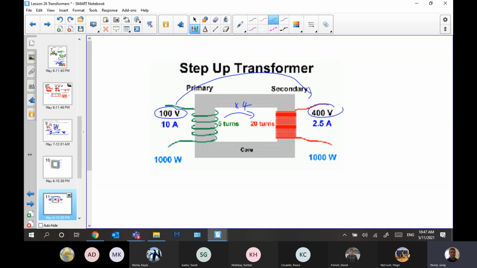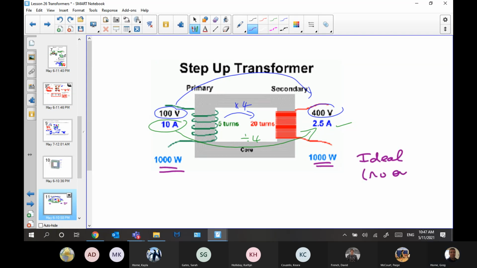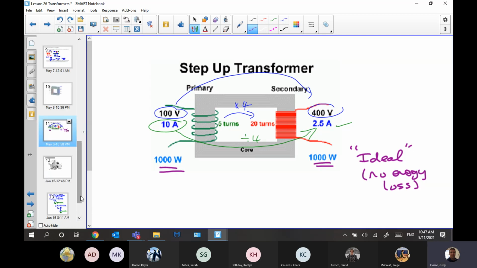What about the current? We know the current is supposed to be 4 times less, right? So divide by 4 gives you 2.5. So that's right as well, right? And then they have here, this is super ideal for sure, 100 watts, right? That's definitely the ideal, no energy loss. But of course, you know, put it in quotes because that's not really what happens, but it's close. Well, I thought it was close anyways.